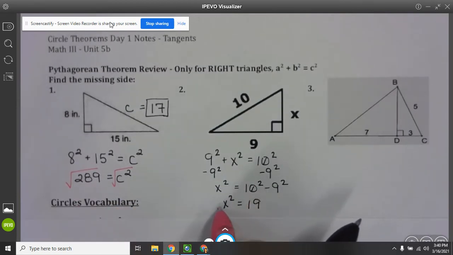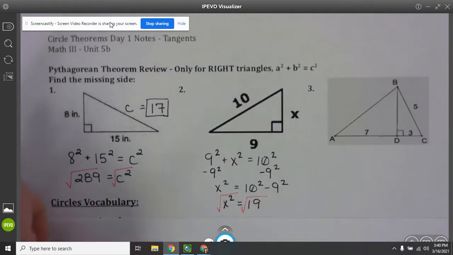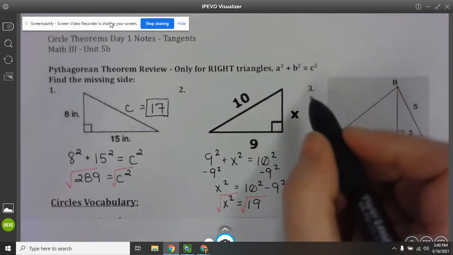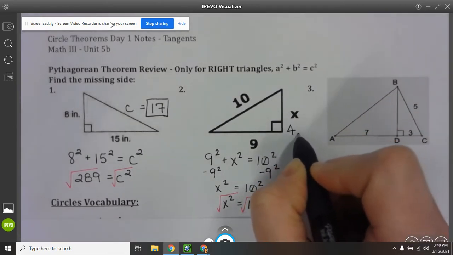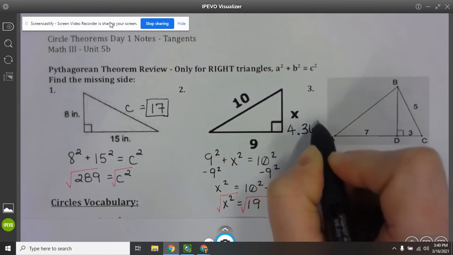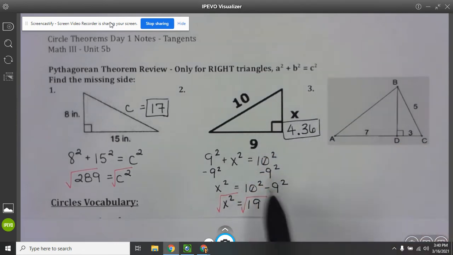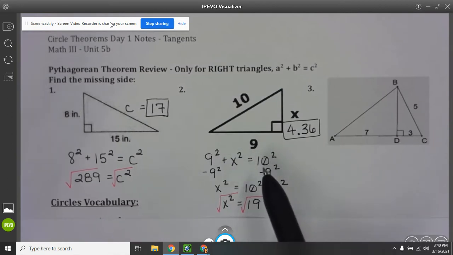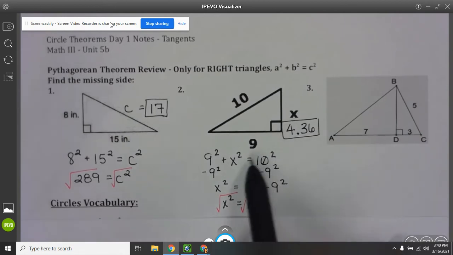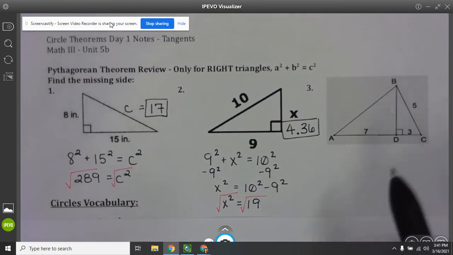Getting just x, I'm going to do the square root. So x would be, rounding, 4.36. Now, if you didn't want to do this and subtract 9 squared, you could do 81 here and 100 here, and then subtract 100 minus 81. Either way, slice or dice it, you're going to get 19.